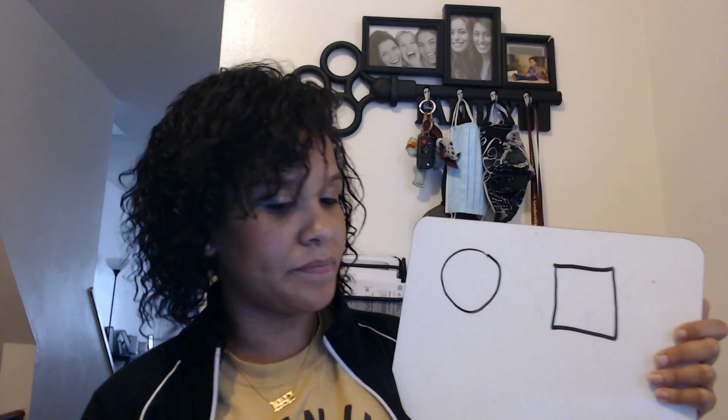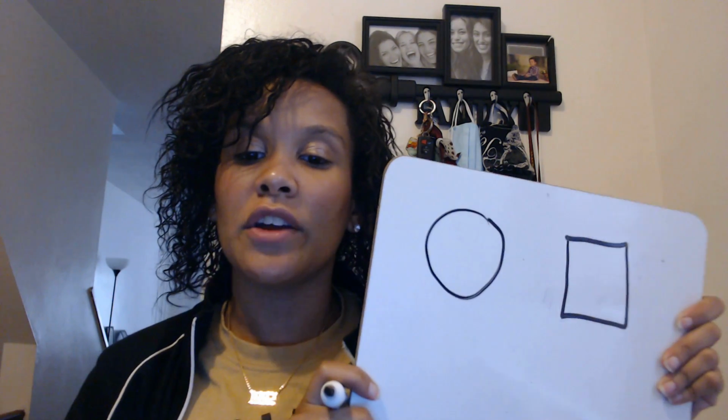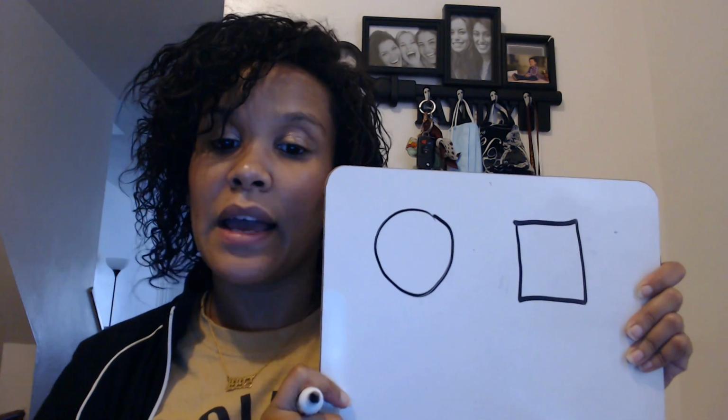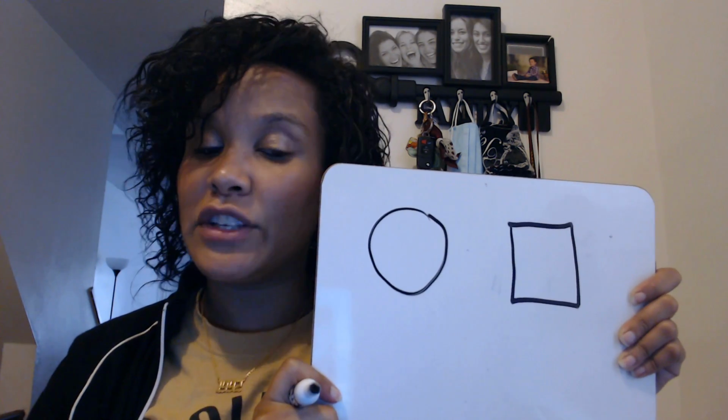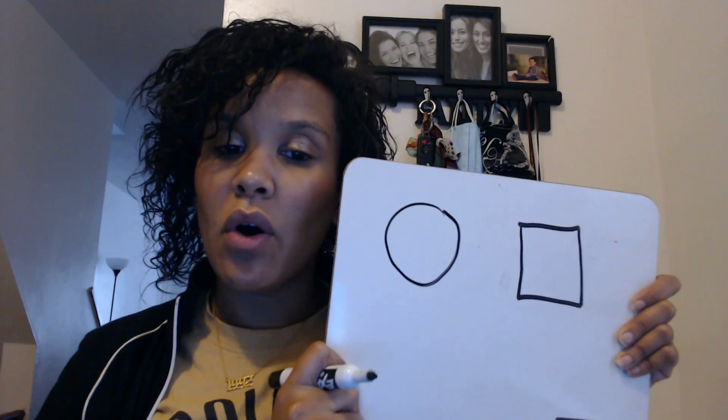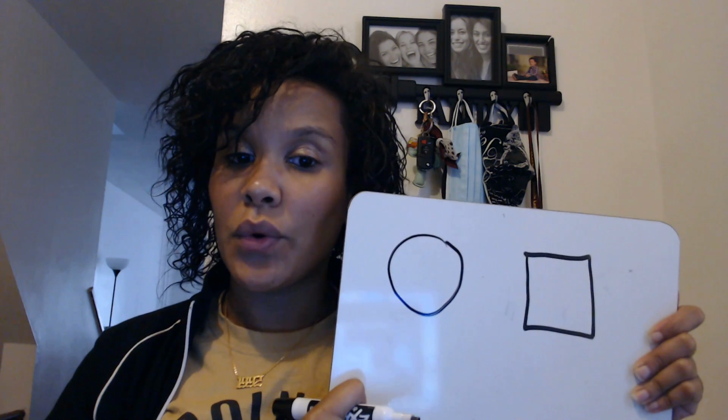I'm gonna get my whiteboard and I'm going to draw a picture of different shapes. Are these shapes 2D or 3D? They're flat. They do not take up space. They have vertices, but they have no faces. So are they 2D or 3D?